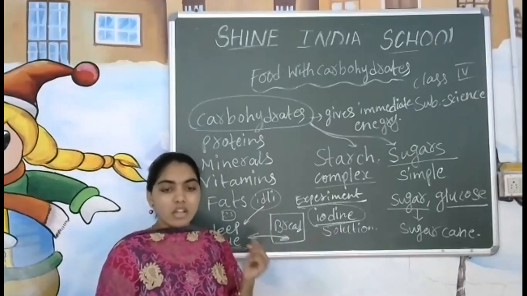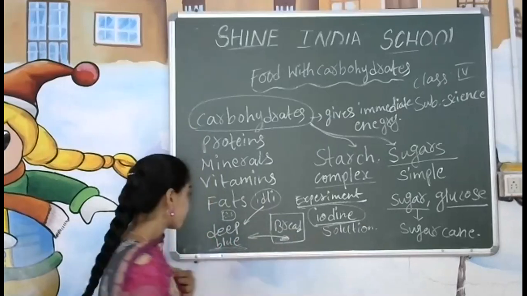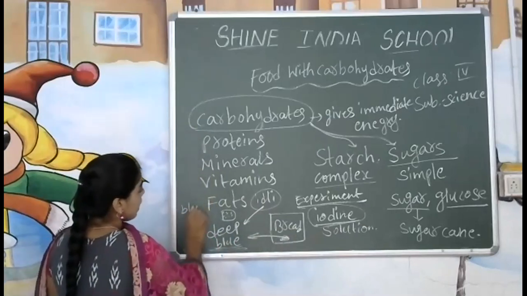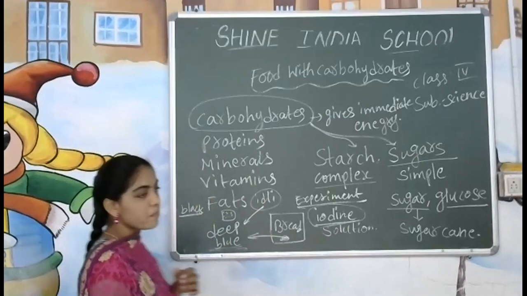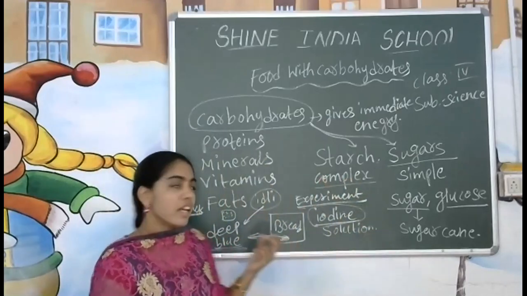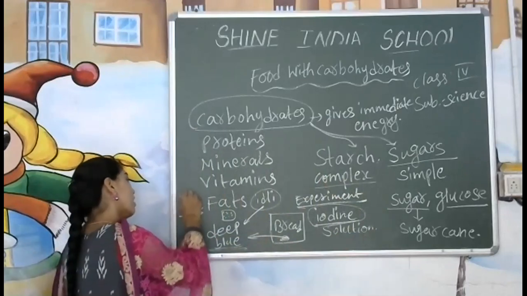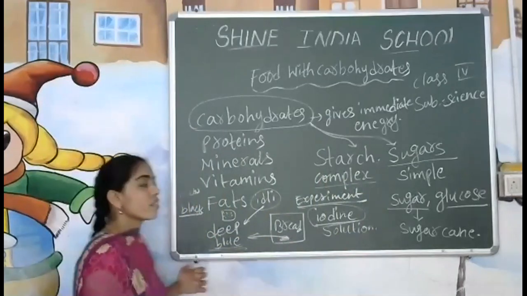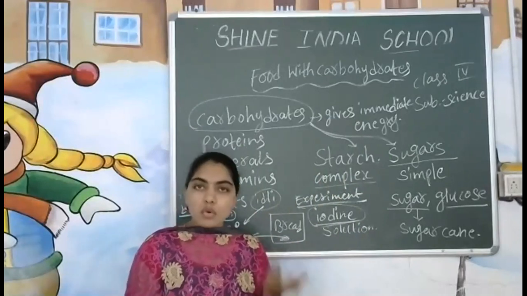If it is in yellow color or thick black color, then what is present? Then starch will be present. Okay, sometimes if it is yellow color, there will be no starch.